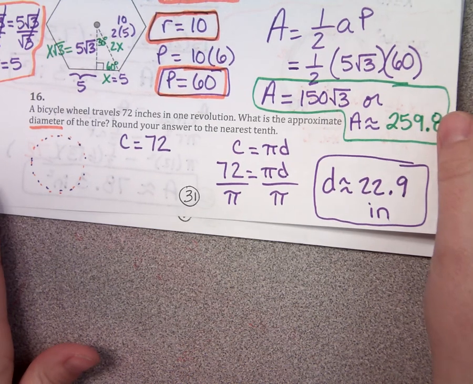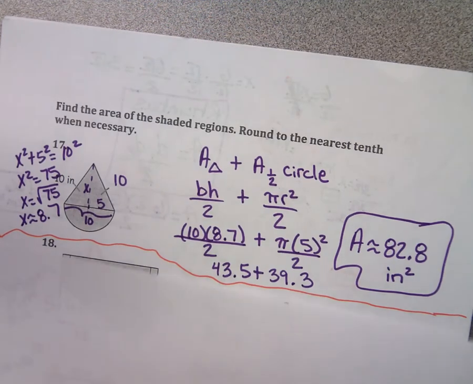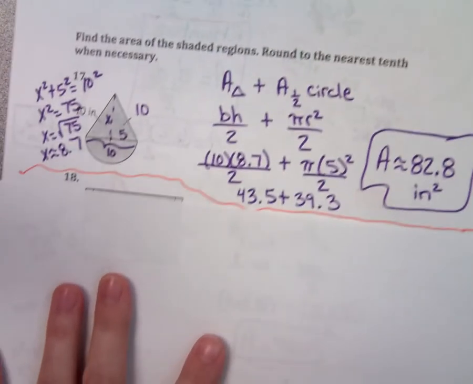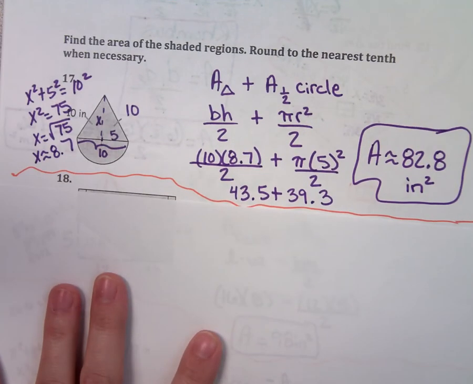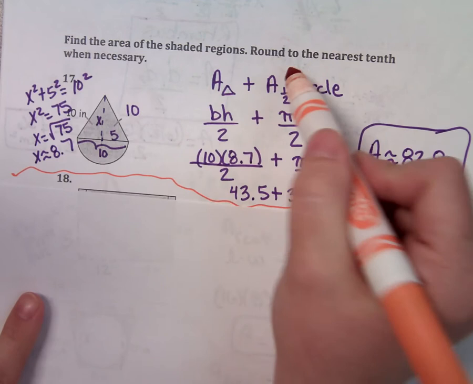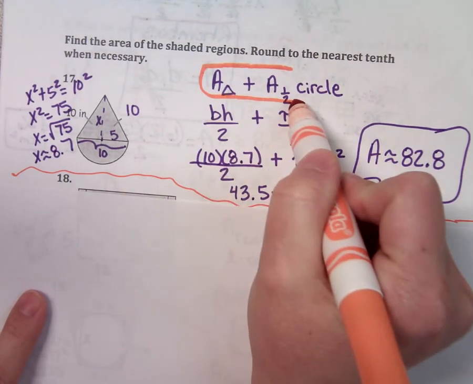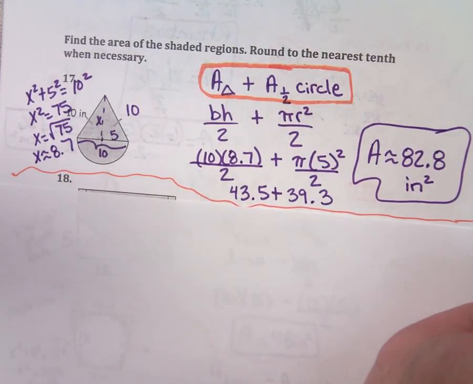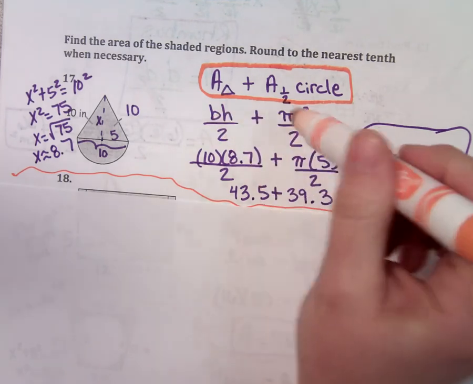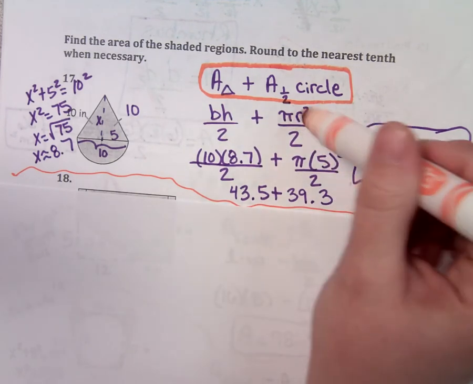Okay, we're almost there. Last page. This picture is made up of a triangle and half of a circle. So I'm going to find the area of the triangle and add it to my half circle. I wrote down the formulas for area of a triangle and half of a circle.